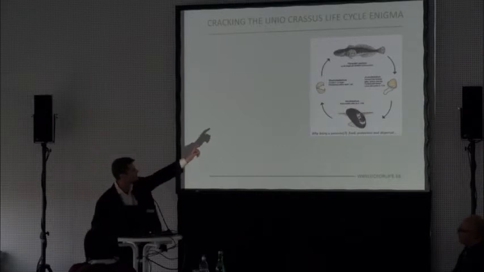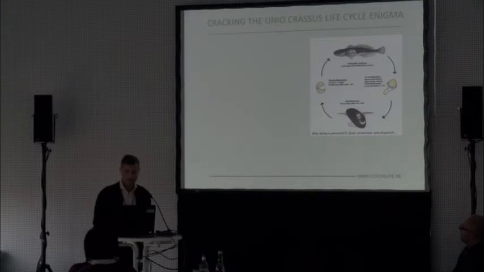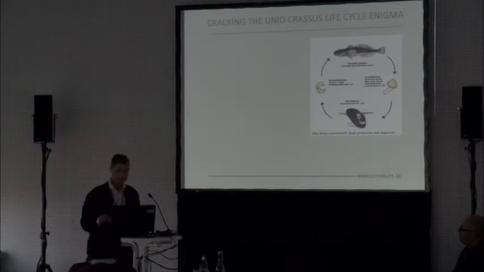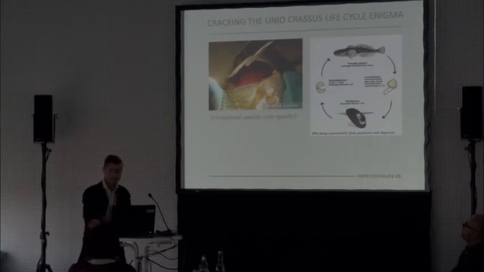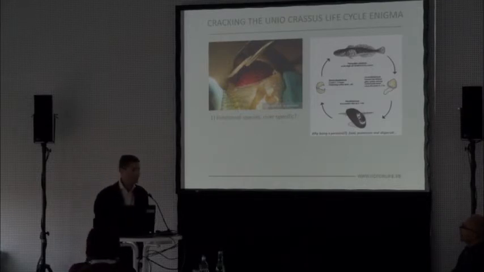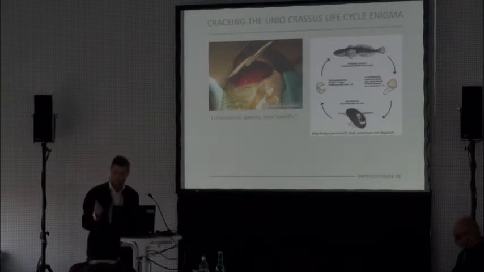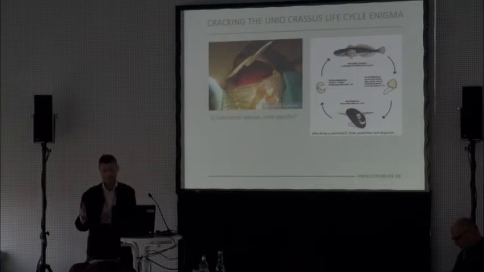And then they release themselves from the fish and drop to the bottom of the stream, where they migrate down into the gravel of the substrate and stay for a few years, after which they migrate up again to the surface of the bottom and start filter feeding. The problem was we didn't really know what kind of host fish species the mussel required, and if those fish species were river specific, meaning that some fish species might function differently in different rivers.